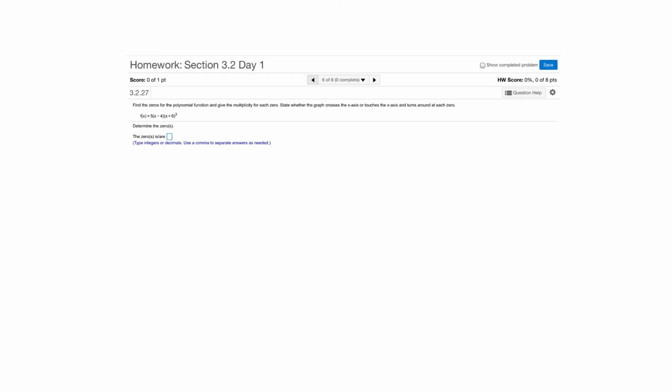For number 6, it says find the zeros for the polynomial function, give the multiplicity of each zero, and state whether the graph crosses the x-axis or touches and turns around at each zero. So I'll write it a little bit bigger. It says f of x equals 5 times x minus 4 times x plus 6 cubed. Now, if I was thinking about the end behavior, the degree would be 1, 2, 3, 4, even. With a positive leading coefficient, it would rise left and rise right. It's not asking me about that in this particular problem, though.